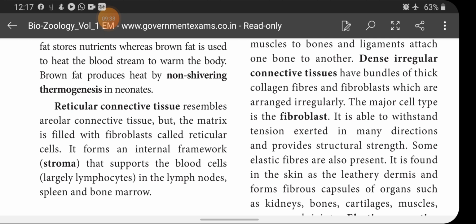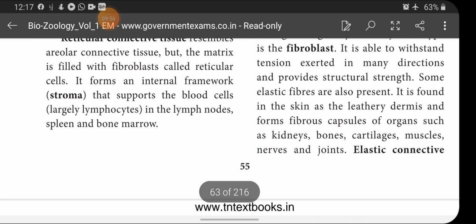Reticular tissue resembles areolar tissue in its structure, but the matrix is filled with fibroblasts, and these fibroblasts are called reticular cells. It forms an internal framework that supports the blood cells in the lymph nodes, spleen and bone marrow.